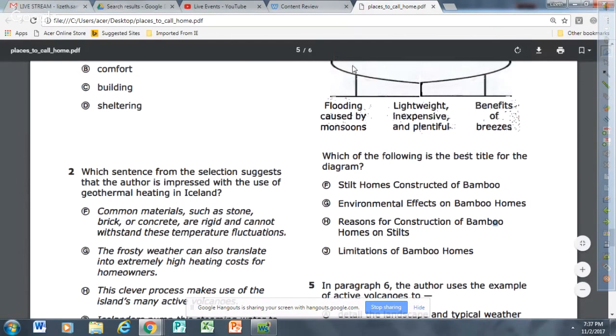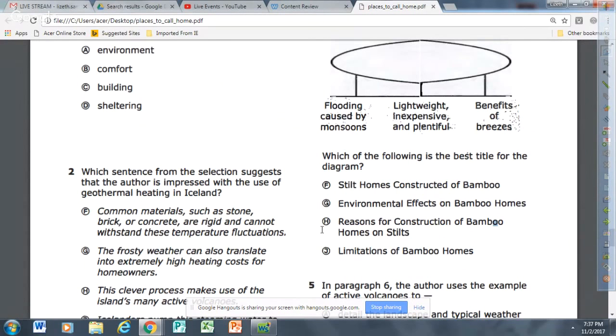And bamboo homes: lightweight, inexpensive, and plentiful. You can do that because it is lightweight, inexpensive, and plentiful. So that's why it's not J. So the correct answer for that one is actually H. So hopefully you understood that one.